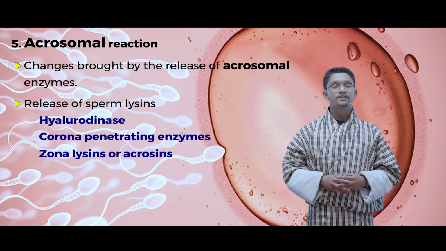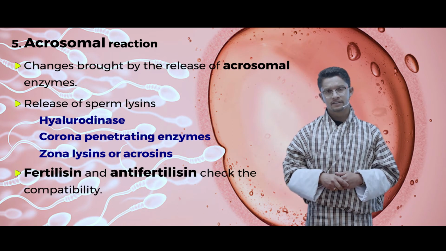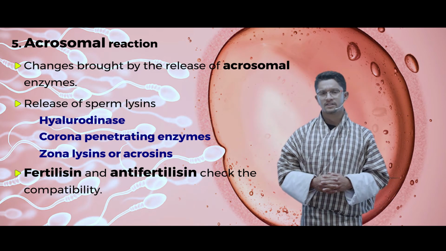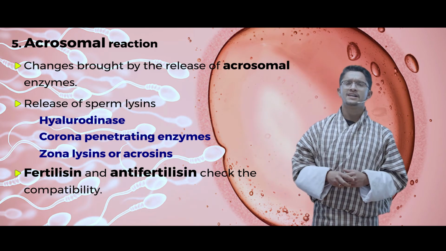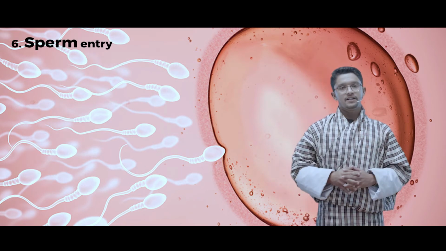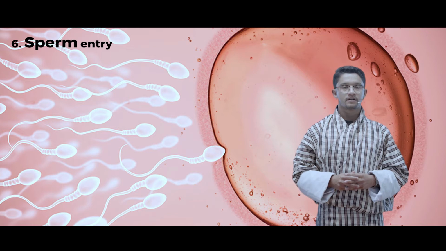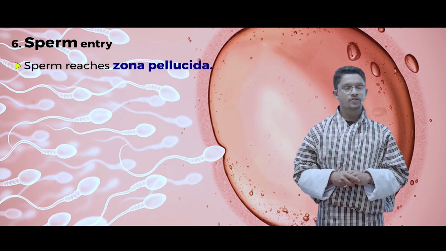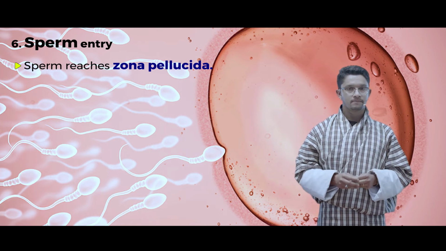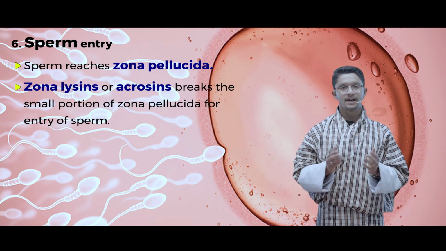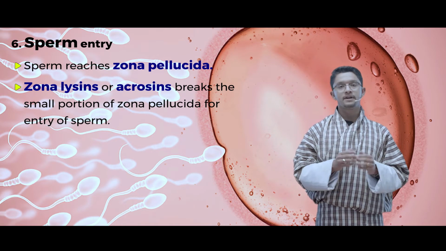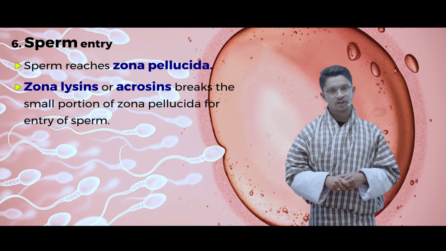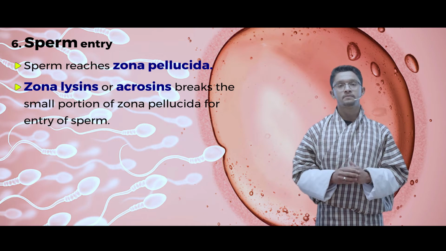Apart from that, there is also a check of compatibility. There are factors called fertilizins and antifertilizins which keep a check on whether the sperm is compatible. After the acrosomal reaction, sperm entry occurs. The sperm cells reach the zona pellucida, and the enzymes zona lysin or acrosin break down a small portion of zona pellucida in that area where acrosomal reaction occurred and create a path for the sperm to enter.